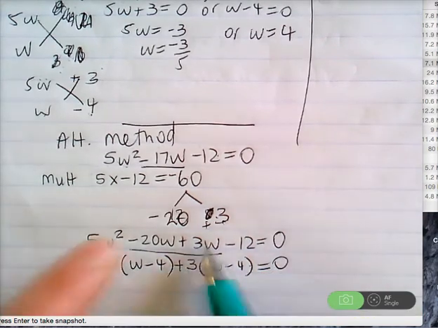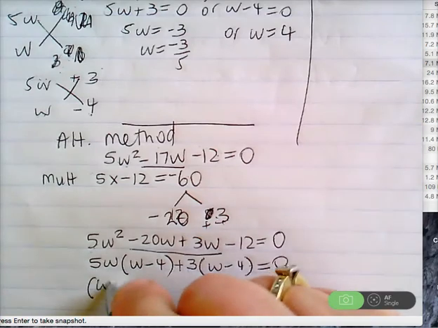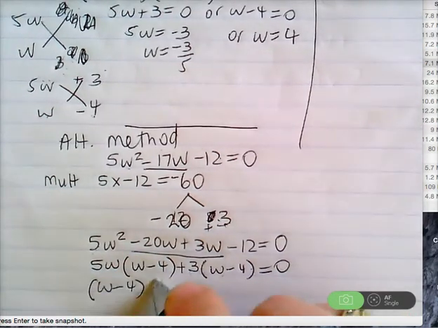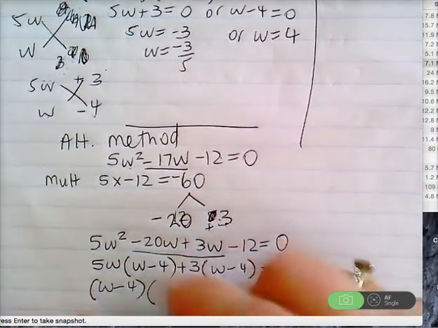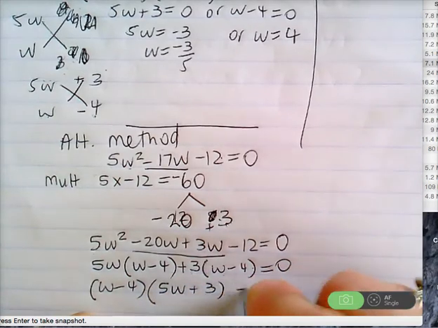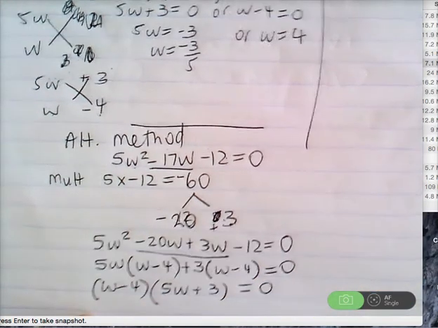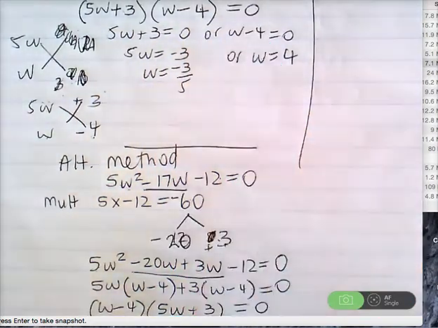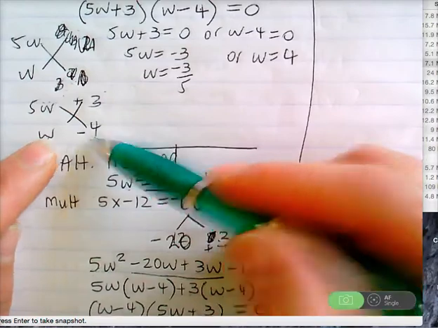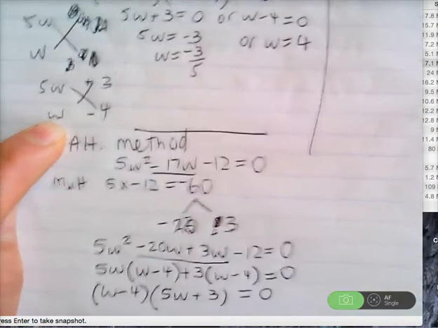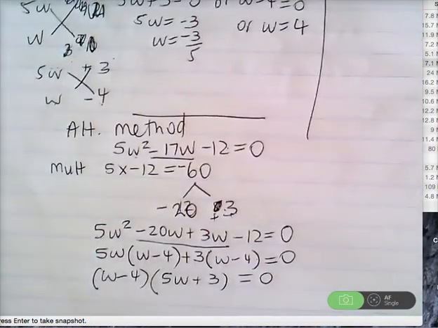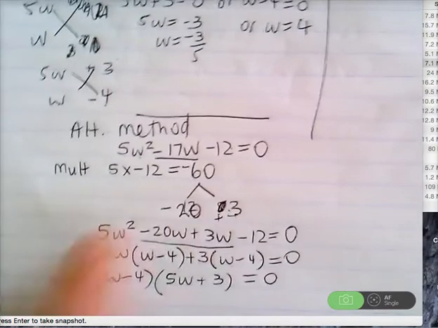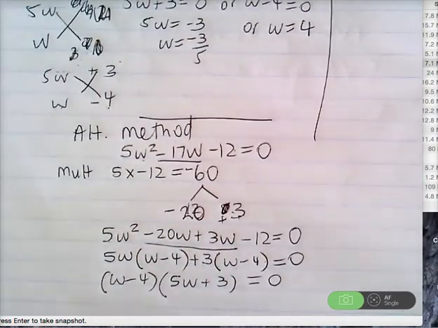So now, therefore, this all factorizes to give me W minus 4 is the common factor, and what's left over? 5W plus 3. Now, notice I got the same thing up there. 5W plus 3 times W minus 4. Look, if you can do it this way, try. It's quicker. But if you know your times tables fairly well and can add and subtract, that crisscross method's quicker.